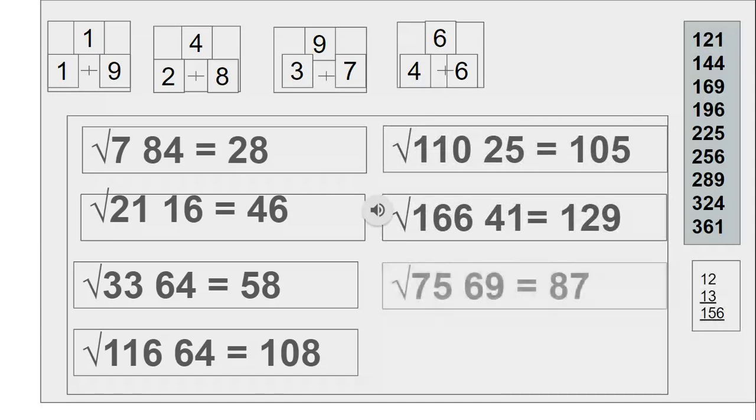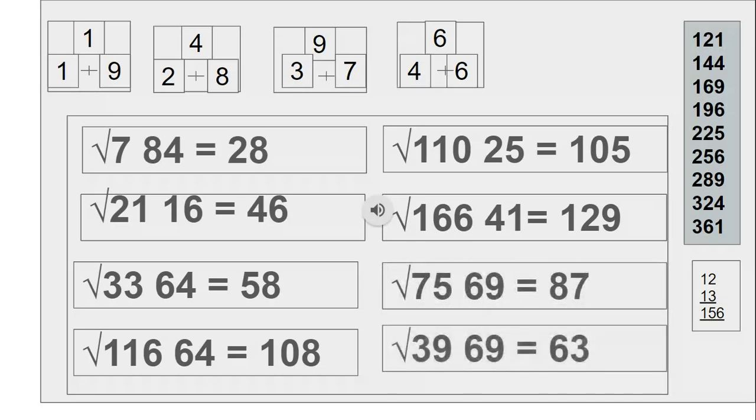Now 7569. For 9, what are the numbers? 3 and 7. So for 75, what will come? 8 8s are 64. The next number, 9 8s are 72. So 75 is bigger, so we will take the bigger number. So the answer is 87.